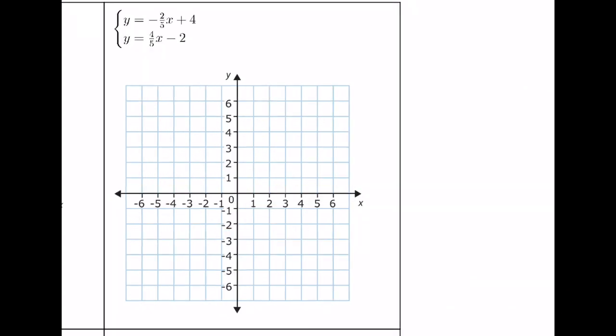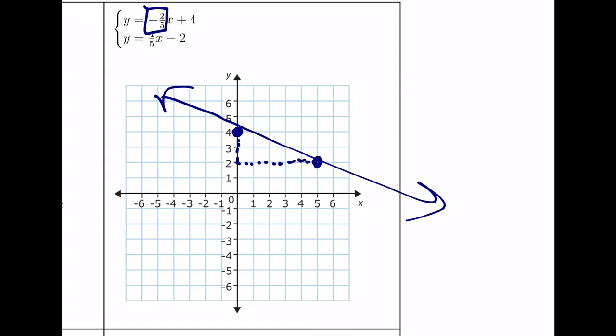Heading over to the right, for this top equation, we're going to begin with plus 4. That tells us to put a dot here on the y-axis at 4. The next thing we look at is the -2/5 that's in front of x. This is our slope. And it means we go down 2 and right 5 until we put our second dot right here. We can go ahead and connect these dots with a straight edge, and that is our top line.